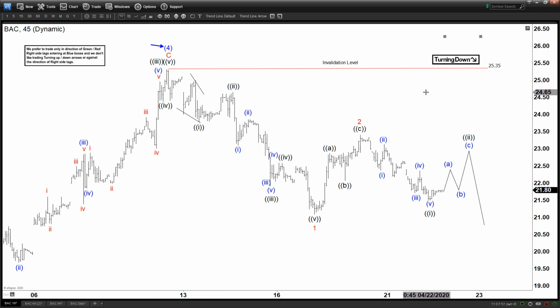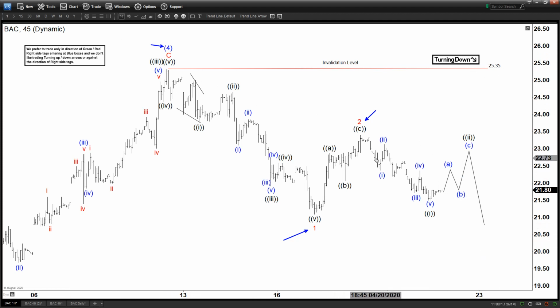Turning down arrow, and since wave 5 is in progress right now, we can see the subdivision is also in 5 waves. We have this wave 1 right here. This is wave 1 of 5, and this is your wave 2 of 5. And so now, as long as we stay below 25.35, we could expect BAC to continue to extend to the downside.